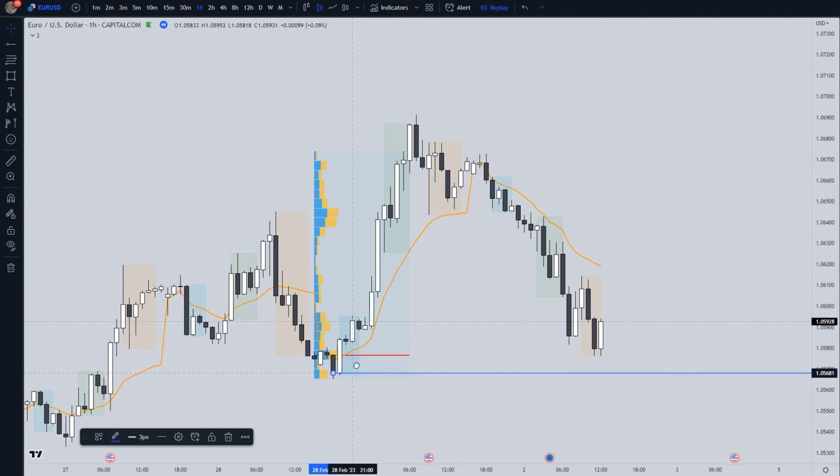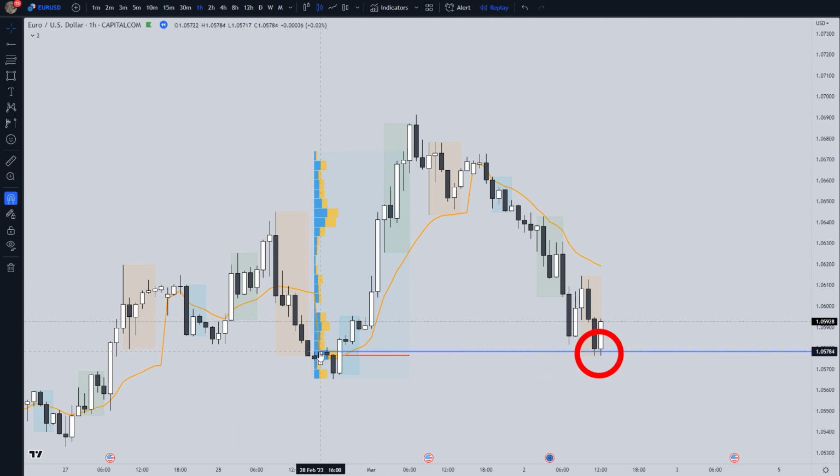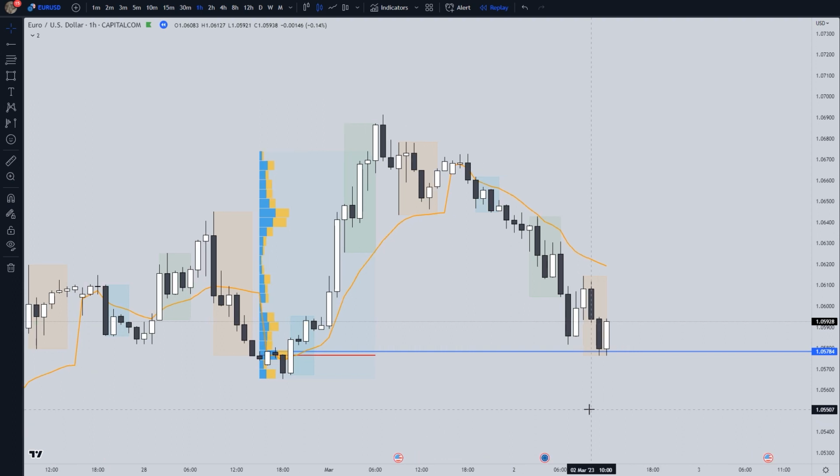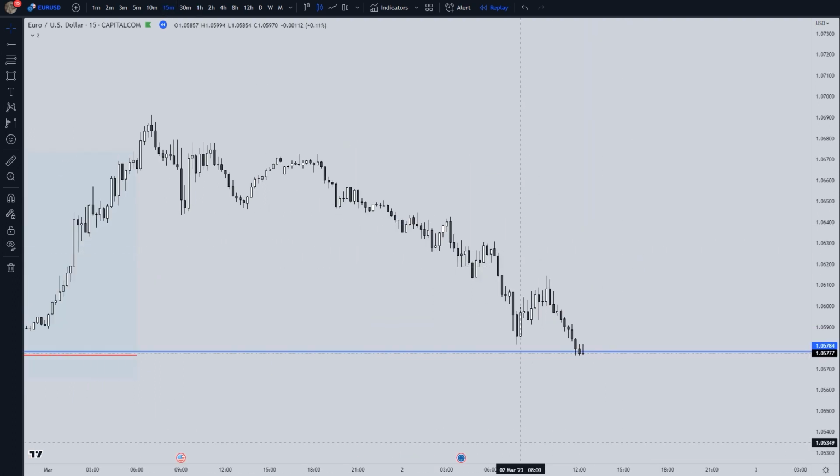And we can notice that price is respecting it. It isn't closing below. That is interesting. This is the first indication that this level is going to hold and that price is potentially going up from here. But I want to have more confirmation, so I switch to a time frame that is 4 times lower, which is the 15 minutes.